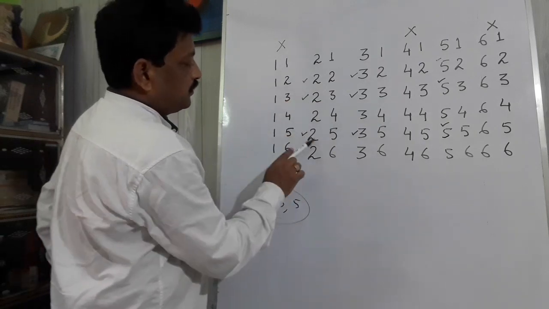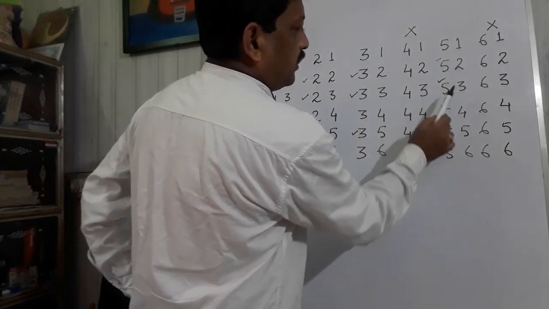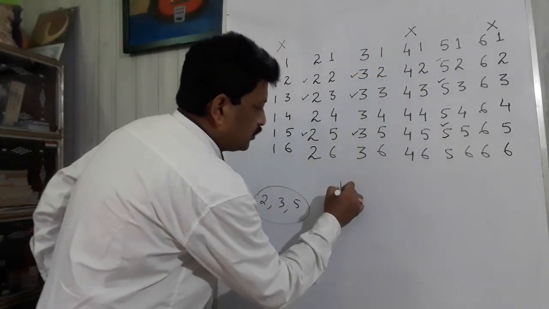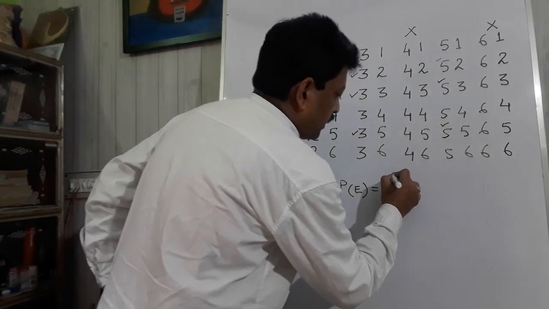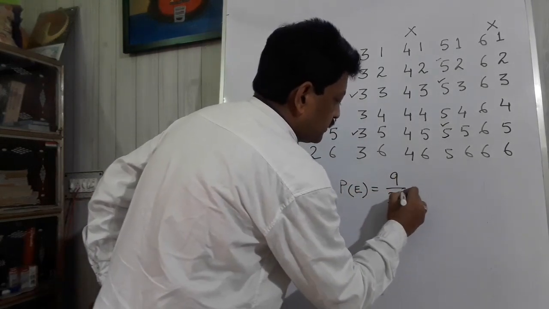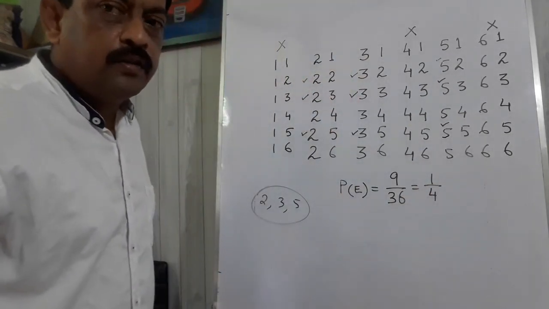1, 2, 3, 4, 5, 6, 7, 8, 9. Therefore the probability of getting a prime number on both the dice is 9 upon 36, or we can say 1 upon 4. Understood?